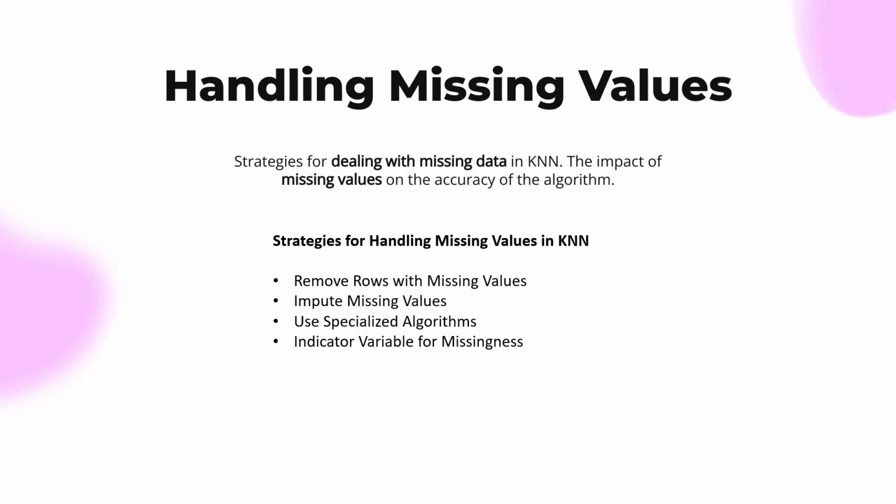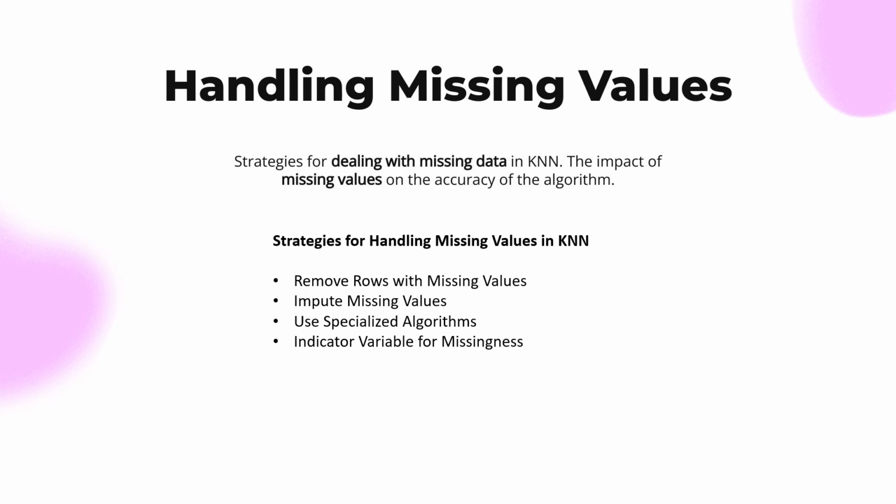Use specialized algorithms that handle missing values. Some algorithms can handle missing values without preprocessing, but KNN isn't typically one of them. Other techniques: for critical cases, consider using ensemble methods or advanced imputation techniques.